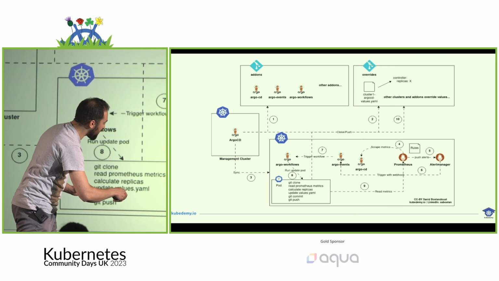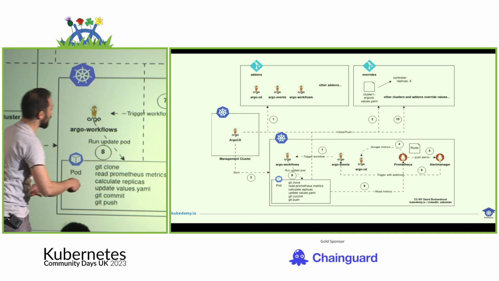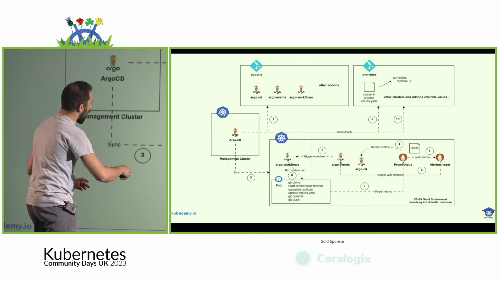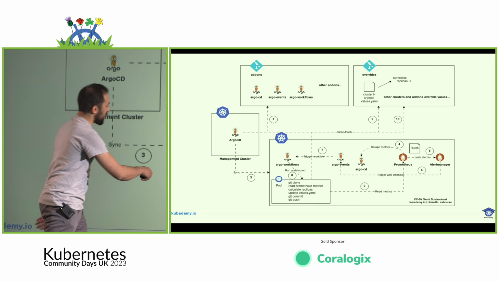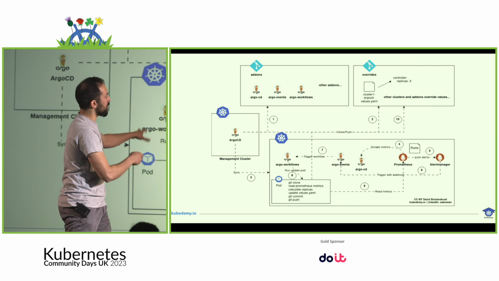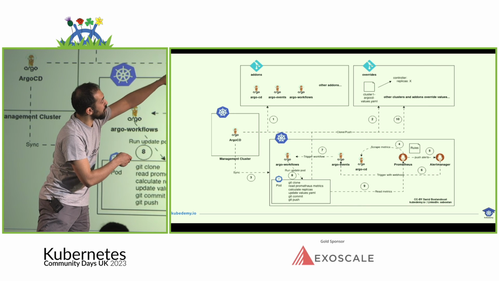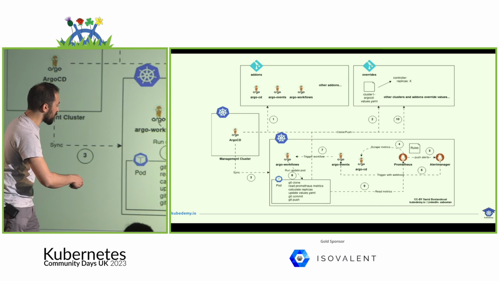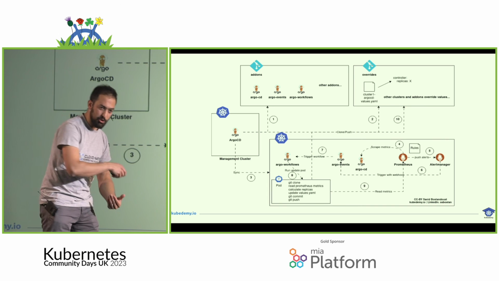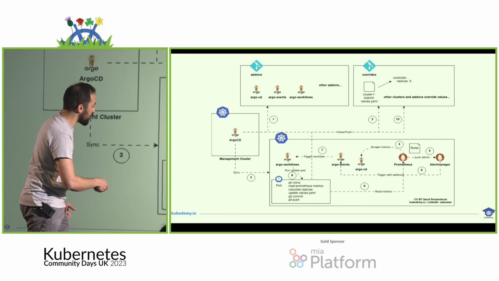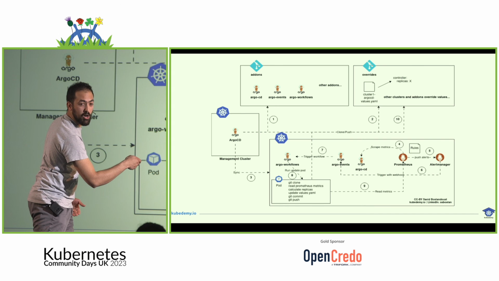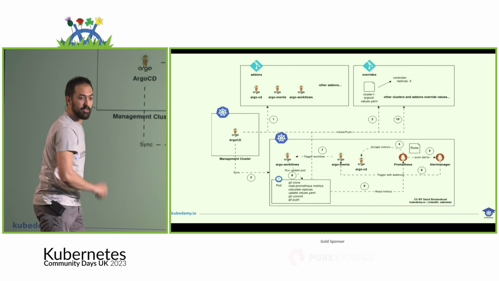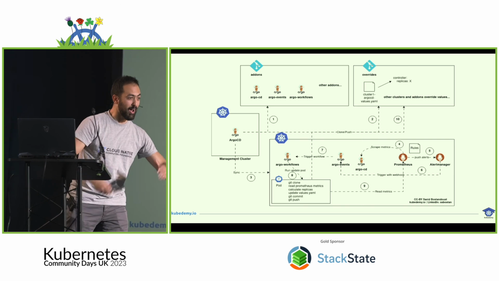The alert manager triggers Argo Events with a webhook. Argo Events triggers our workflow with Argo Workflows. Argo Workflows runs an update pod. This pod, when it started, clones that overrides repo, reads the Prometheus metrics, calculates the number of proper replicas it should have, changes and updates the values, pushes it again to the overrides repo, and because it gets changed here, this ArgoCD redeploys the application. This is what we do at the enterprise-grade level.